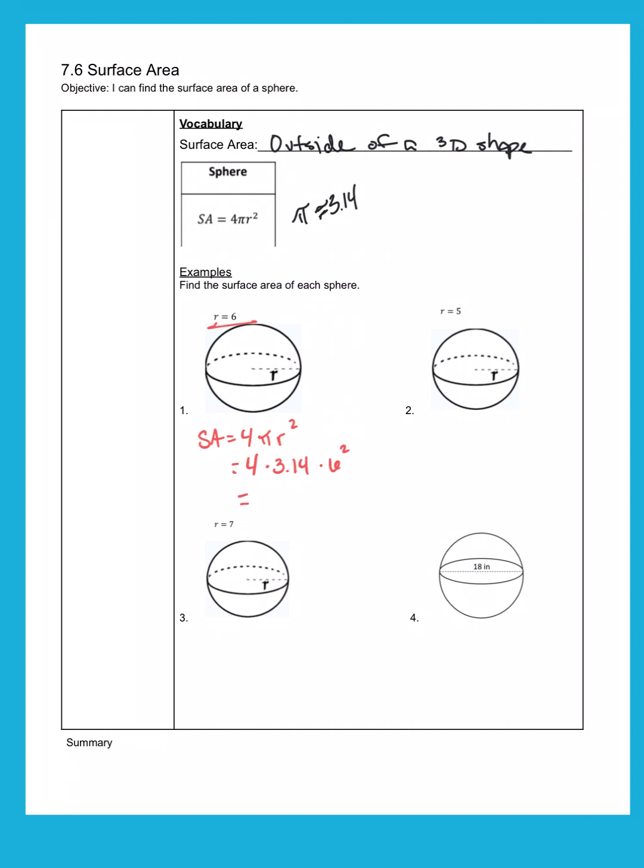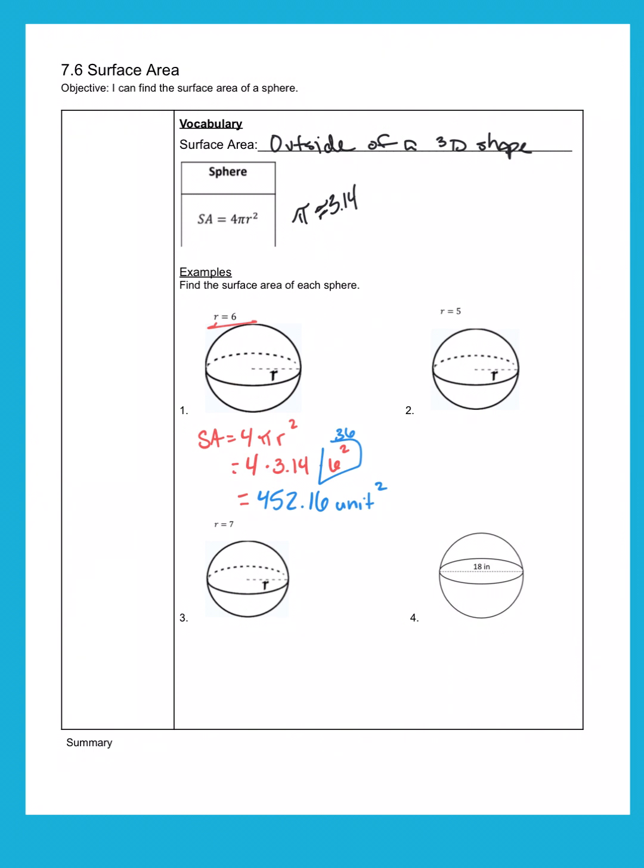So 6 squared, that means 6 times 6, so that's going to give us 36. I can make a note so I don't forget that. 36. Now I'm just going to multiply straight across: 4 times 3.14 times that 36 that we found, and I get 452.16. It doesn't give us units, it just says 6. We don't know if it's feet, inches, meters, whatever. So we'll just say units. And surface area is a form of area, so it's going to be squared, or to the second power.